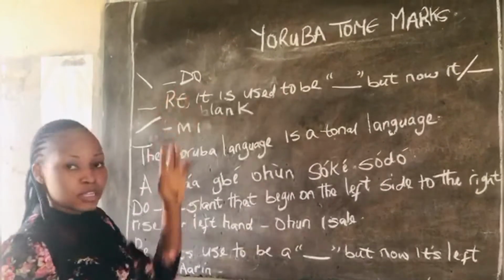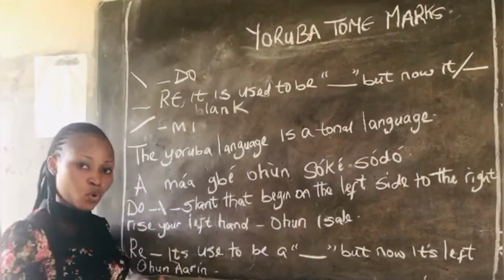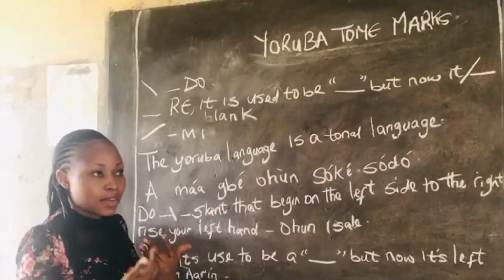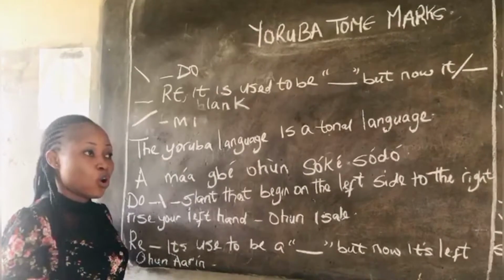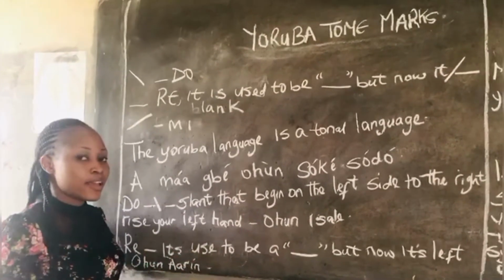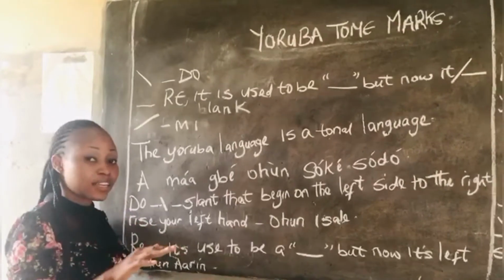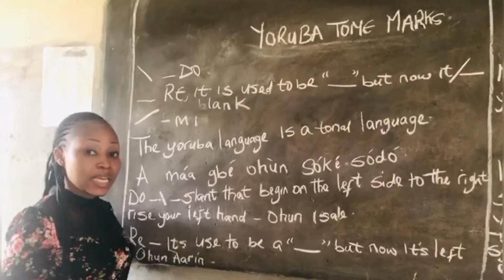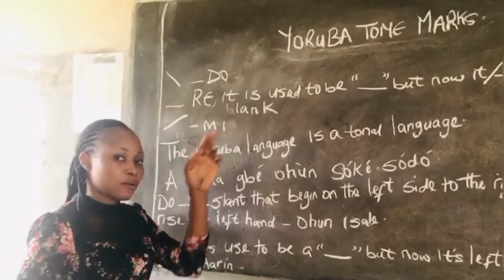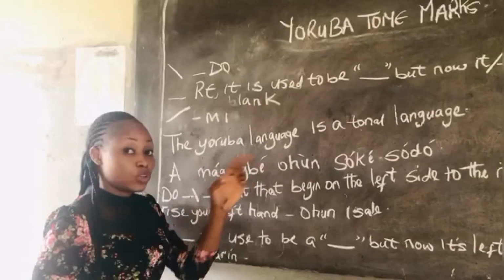We have three tone marks. We have do. That's the low tone, ohùn ìsàlẹ̀. We have re, that's the middle tone, ohùn àárín. Then we have mi, ohùn òkè. That one goes up. That's the high tone in Yorùbá.